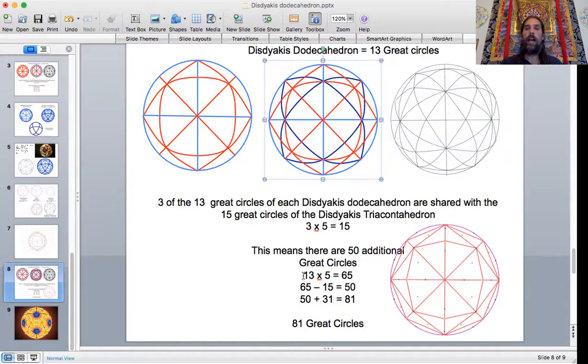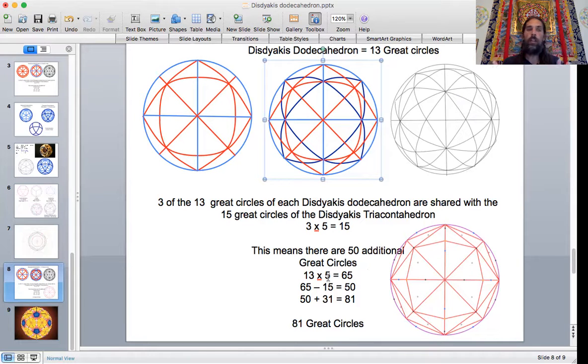So now I'm going to have the 10 great circles of the disdyakis dodecahedron. So we got 10 left. And let's just see, we've got 15 great circles, 3 times the 5. So that's the 15 for the disdyakis tricontahedron. So I've got 13 times 5. So I've got 5 of those.